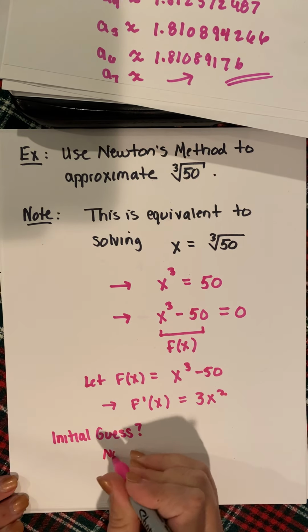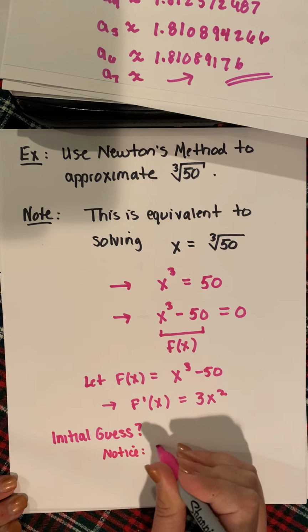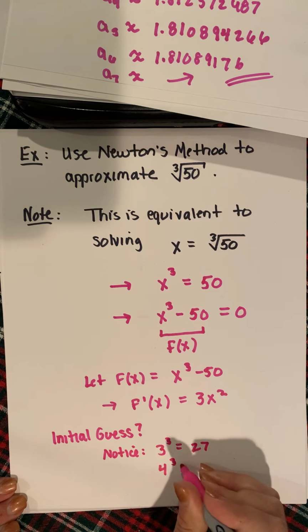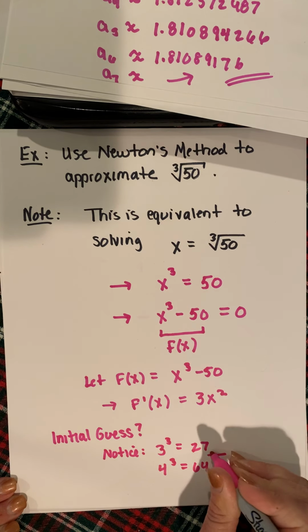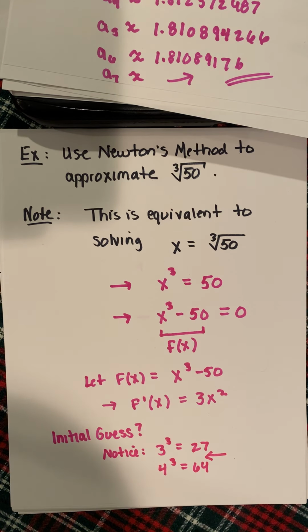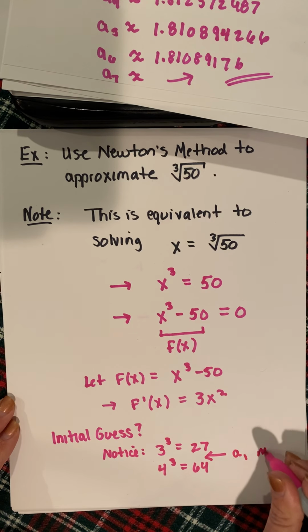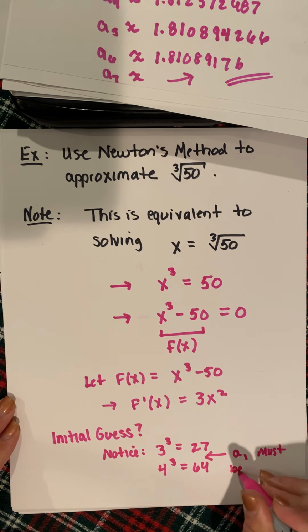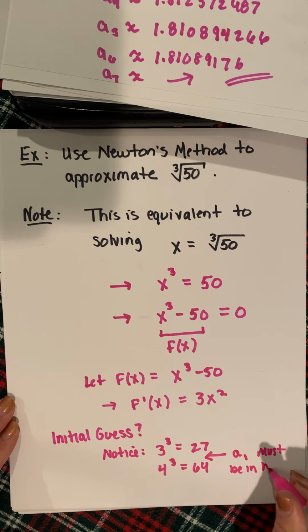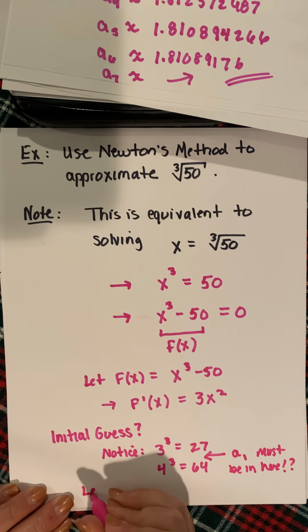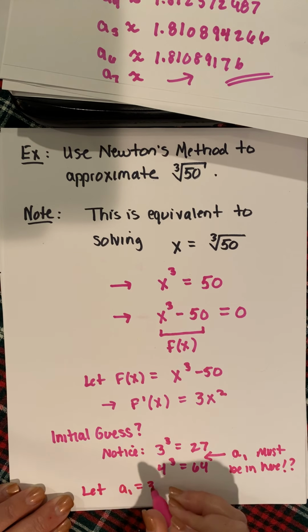Notice 3 cubed is equal to 27 and 4 cubed is equal to 64. So the number we're looking for, what number cubed gives us 50, must fall between 3 and 4. So a1 must be in here, or a, what we're looking for. So pick a number between 3 and 4. Let's let a1 be right in the middle, 3.5.